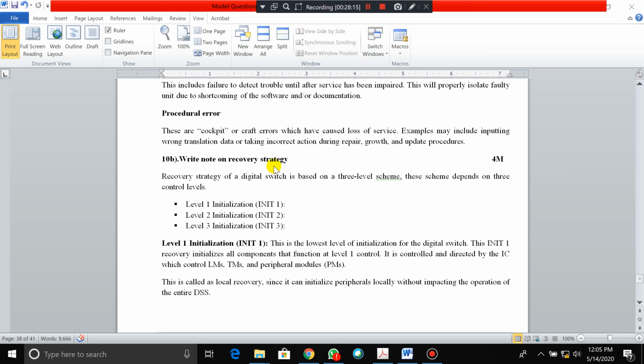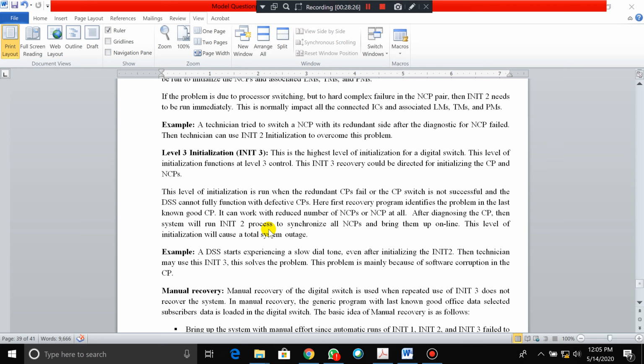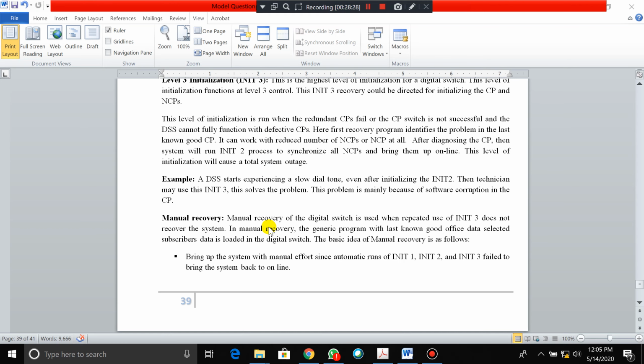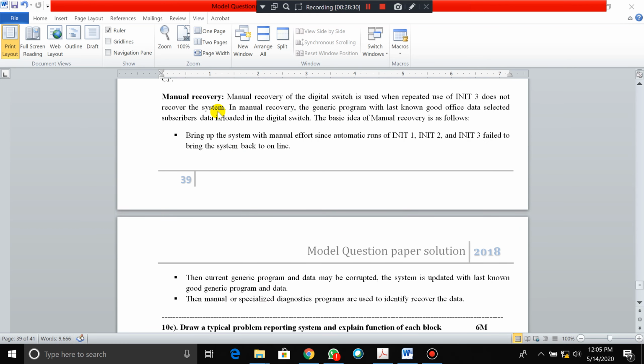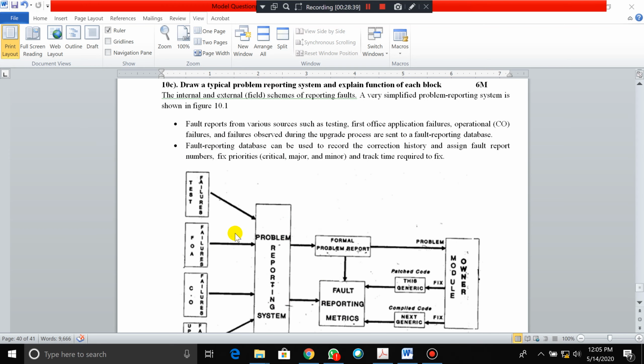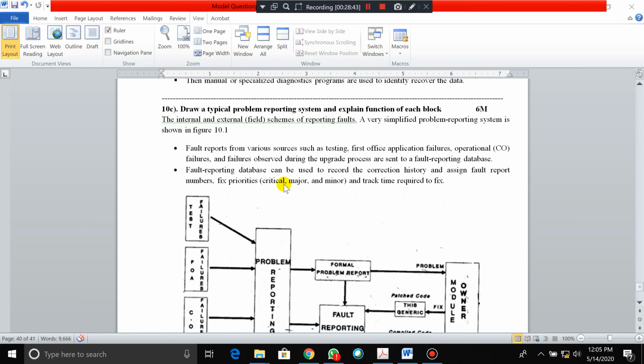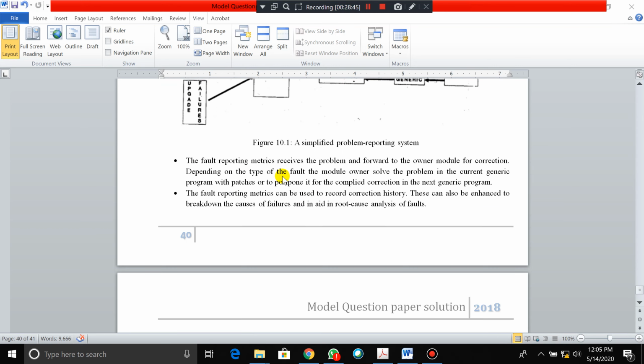Write a short note on recovery strategy. That means how the recovery strategy is done in digital switching system, why it is necessary, and if not, what happens, what are the outcomes of it. Manual recovery also you have to explain. Draw a typical problem reporting system and explain the functions of each block. The diagram you have to practice and explain what failures and problems are occurring in this.